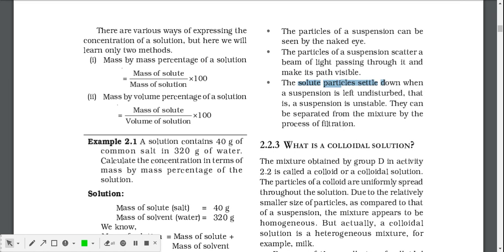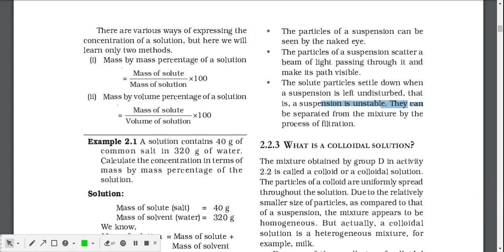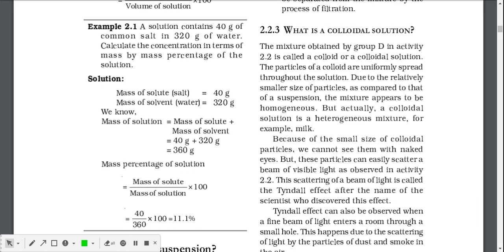The solute particles settle down when a suspension is left undisturbed. That is, a suspension is unstable. They can be separated from the mixture by the process of filtration. So solute particles are quite larger in size and they are heavy too. So when we leave the solution for some time undisturbed at a particular place, you will observe that the particles get settled down after some time. So these kinds of mixtures can be separated by the process of filtration, right?